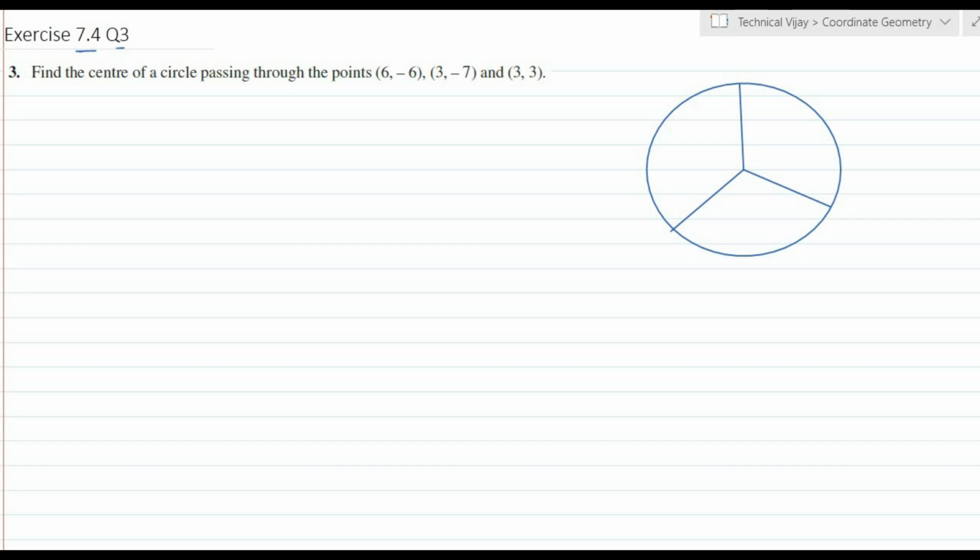So exercise 7.4, question number 3: find the center of the circle C passing through the points (6, minus 6), (3, minus 7) and (3, 3). These points are on the circle, and we know that the distances from the center to each of these points are all equal, because they are all radius.